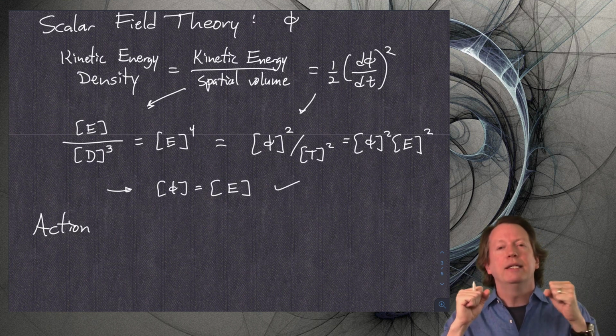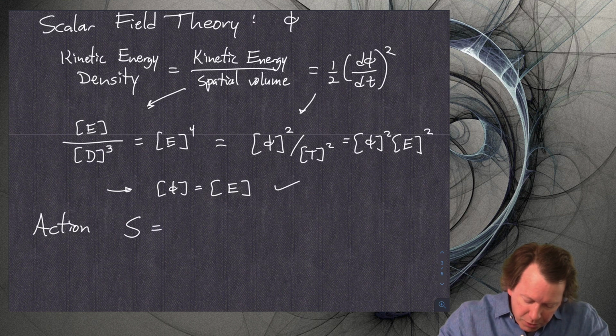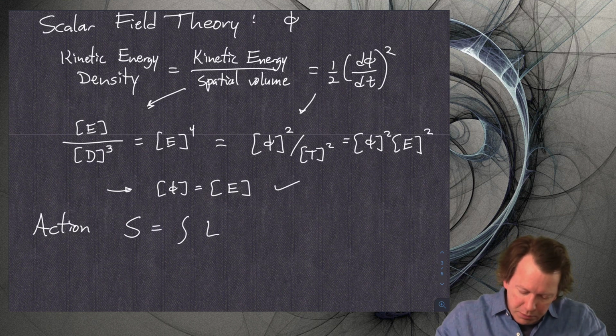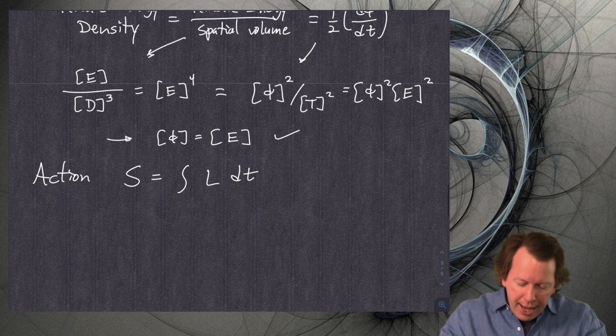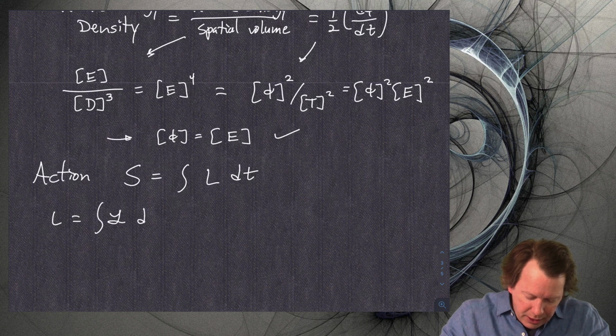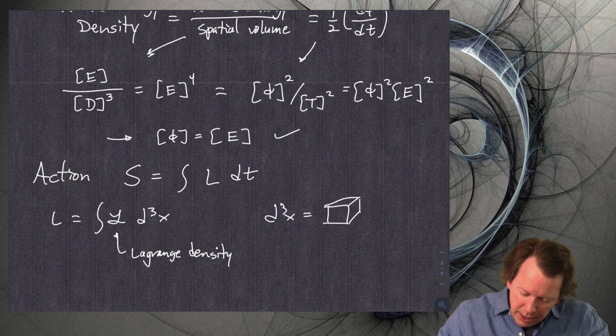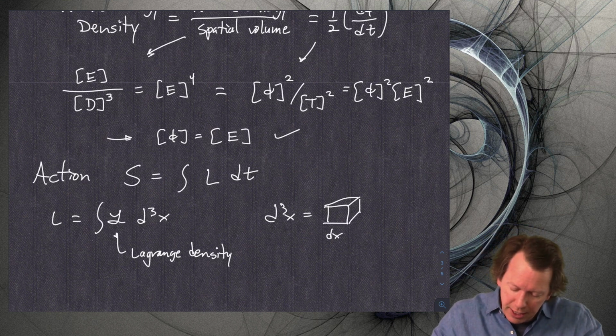What matters is the equations of motion for our field will be derived from an action. So the action we know is the integral of the Lagrangian over time. Good. And we know that the Lagrangian L equals an integral over the Lagrange density, d3x. So this is the Lagrange density. And d3x, of course, is a little volume of space. An infinitesimally tiny volume of space, dx, dy, dz.